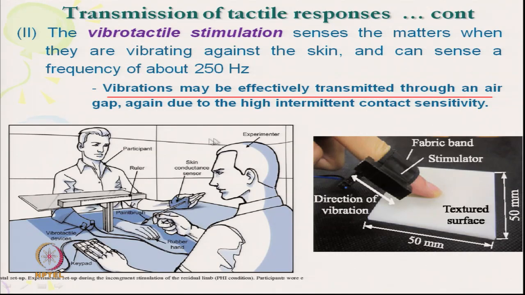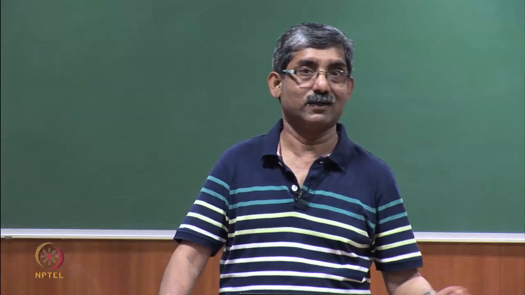This is an examiner, this is a participant. Here some vibrating object is touching and he is trying to get the signal. And this is the textured surface, and if you are moving the finger, then there will be a vibration. Due to the textured surface there will be certain vibration, this is the direction of vibration, and this is the stimulator, that we can get that signal. So there will be a vibration stimulator and our skin gets some vibrating signal and it gets transmitted.